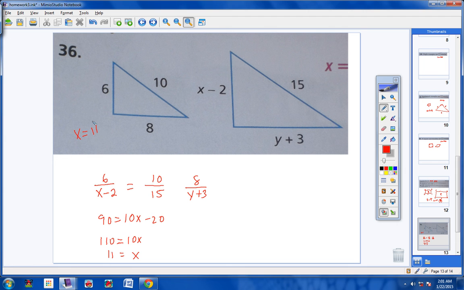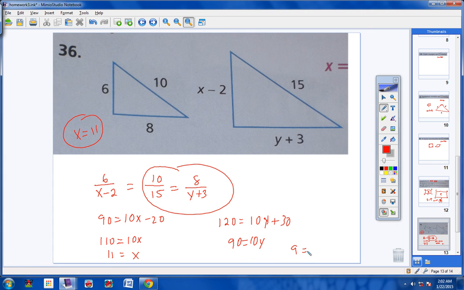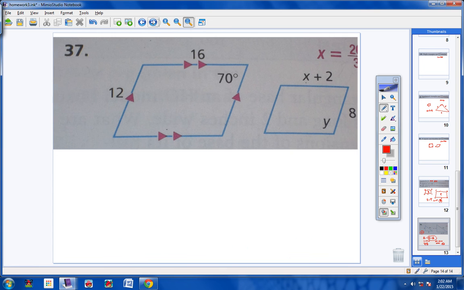Now, to solve for y, let's use these two fractions right here. Okay, so 8 times, because I'm solving for y now, 8 times 15 is 120 equals 10 times y plus 3, which would be 10y plus 30. Bring the 30 over and make it negative. That leaves you with 90 equals 10y. Divide both sides by 10, and 9 equals y. X equals 11.